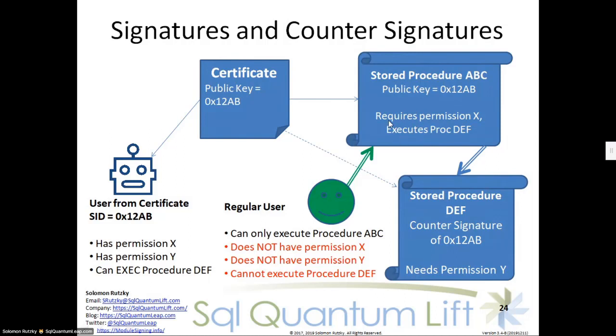So in order to execute, this does things in here which require additional permissions. It says it needs X, and it's going to execute this DEF procedure, which this user does not have permission to do. But over here, the user created from that certificate that was used to sign procedure ABC has that permission, X and Y, and can execute DEF. So as soon as the user executes ABC, they have all the permissions they used to have, but now they also get these, which allows them to do X and to execute DEF.